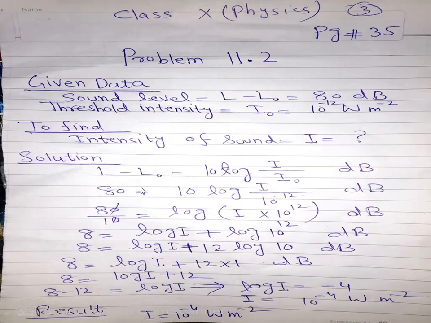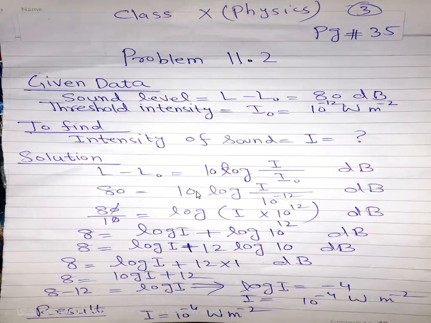I will use the same formula which we used in numerical 11.1. L minus L naught is equal to 10 log I over I naught in dB. So I will put the values: L minus L naught is equal to 80, I will put 80 over here, and 10 log I, where the I naught value is 10 to the power minus 12.